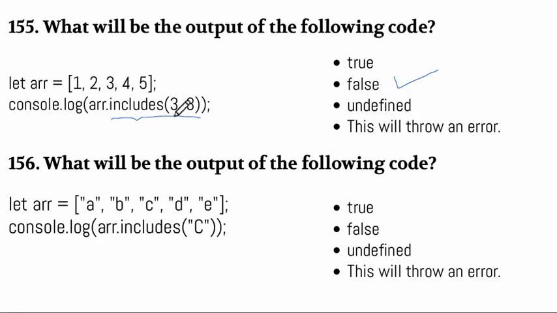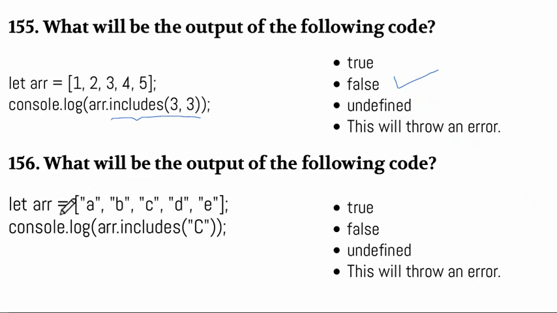The reason why it's false is that we have given two values, 3 and 3. Only a single 3 is available inside the array, but we have given two values in the includes method. So that is why it will give false in the browser. So this is the correct answer.